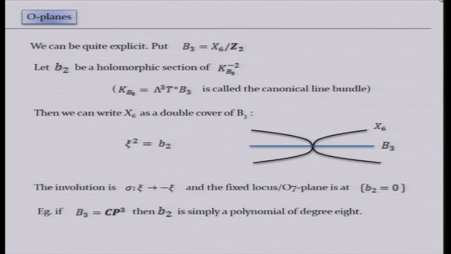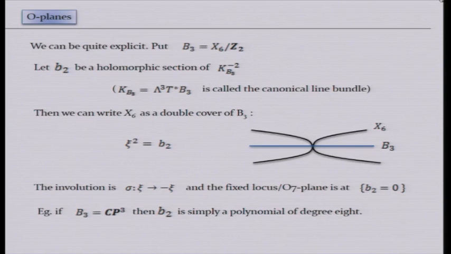So for example, if you would take B3 equals CP3, a complex projective space of dimension 3, K of B3 turns out to be O minus 4, and so sections of K of B3 to the minus 2, they just turn out to be polynomials of degree 8 on CP3. Can't be any simpler than that. Just write a polynomial of degree 8 on CP3. Use this equation. Okay, so now I get a double cover of CP3, and I claim that's a Calabi-Yau. That's another construction of Calabi-Yaus.